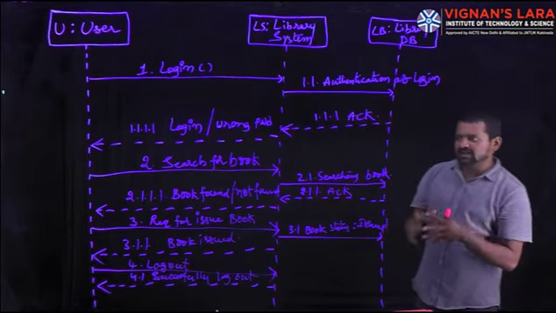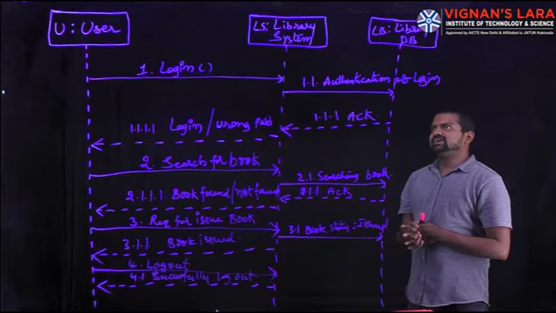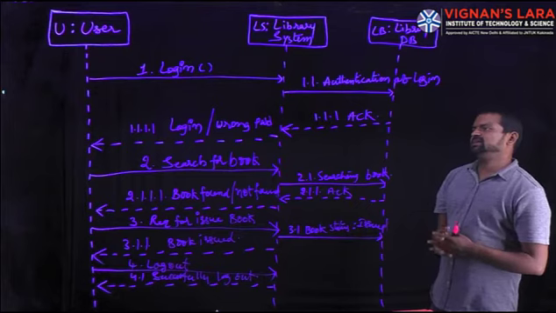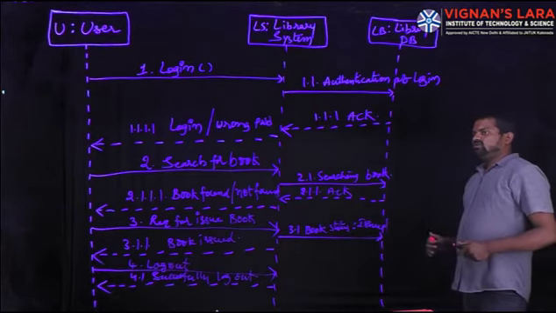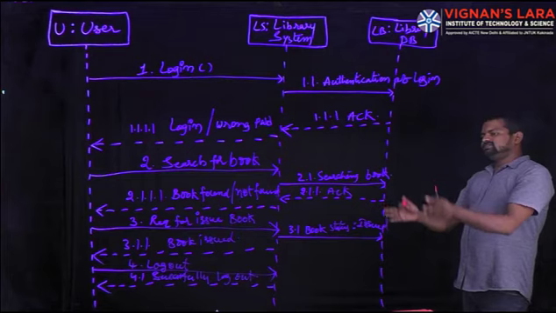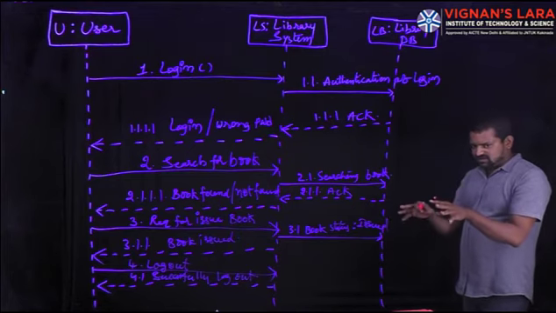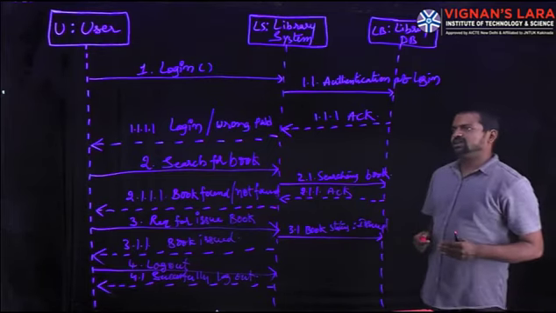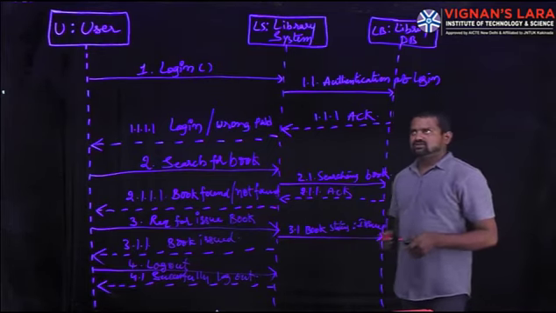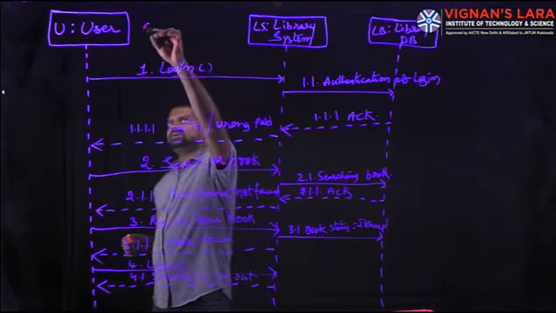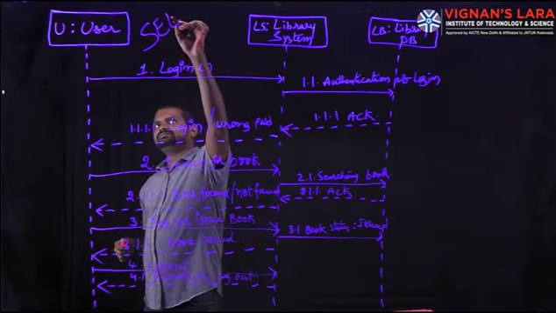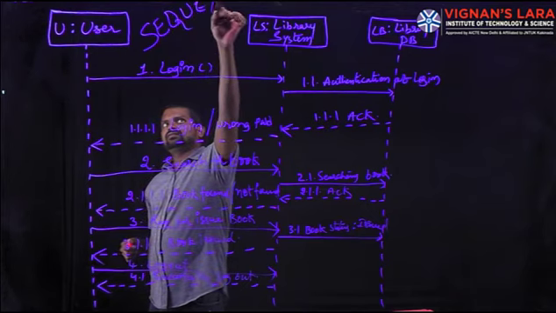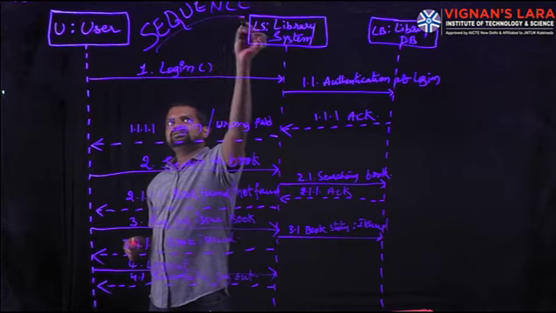This is the overall sequence diagram for the library management system. Simple library management sequence diagram. Now, with the help of this sequence diagram, we move to draw the collaboration diagram for the library management system. So what is this diagram? This diagram is called a sequence diagram.